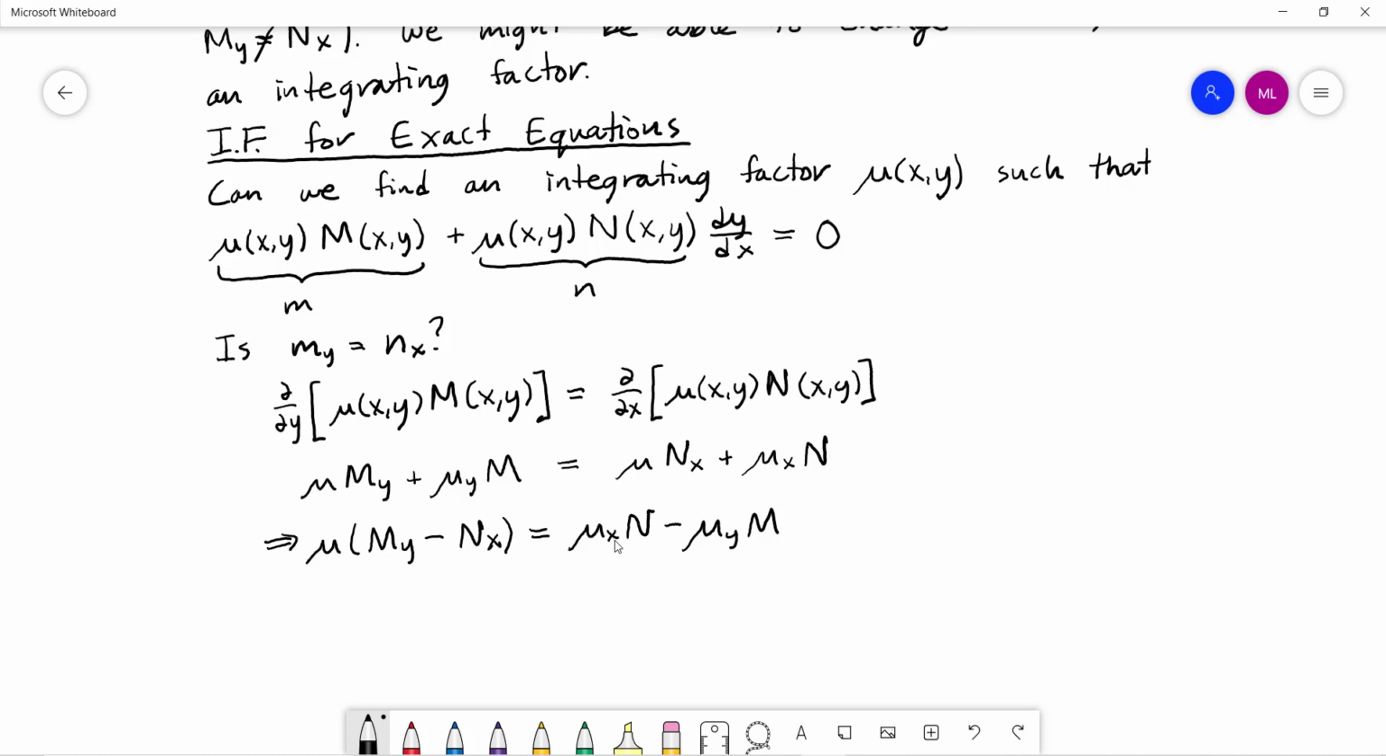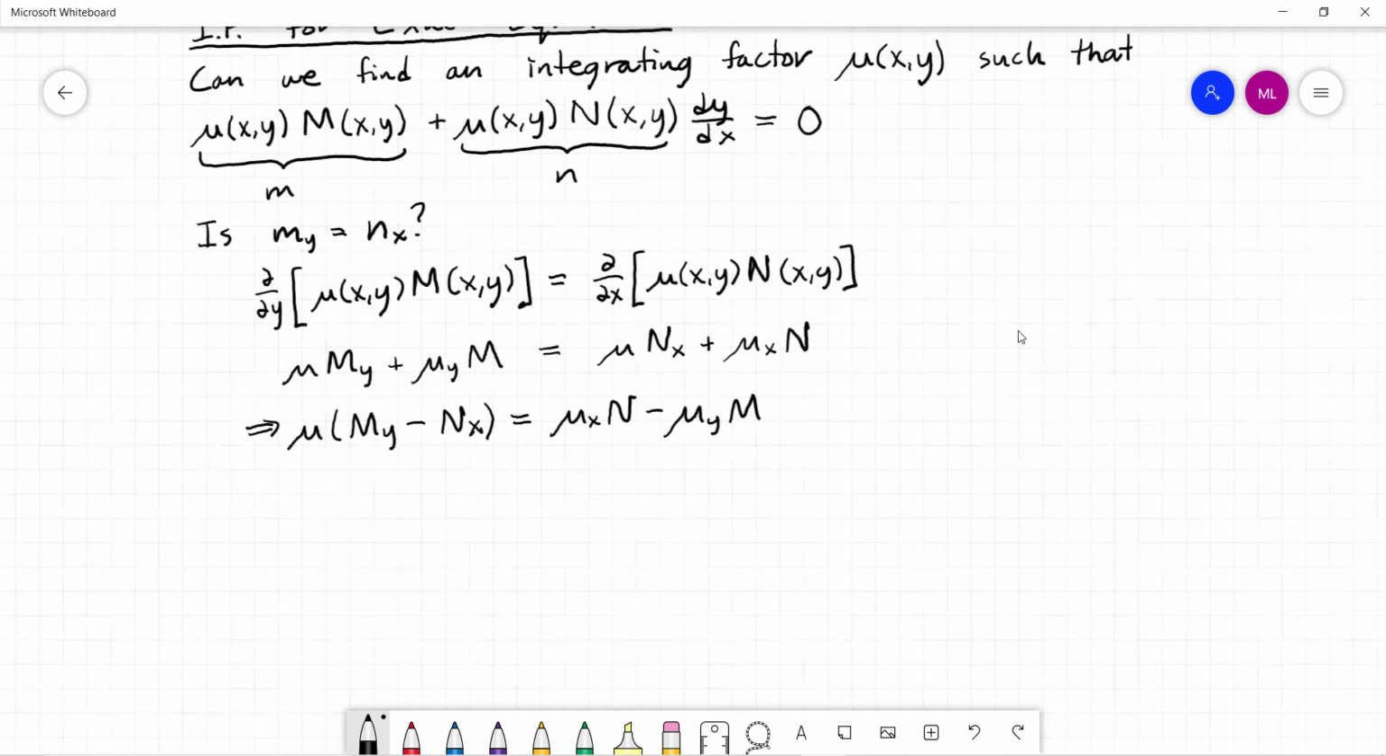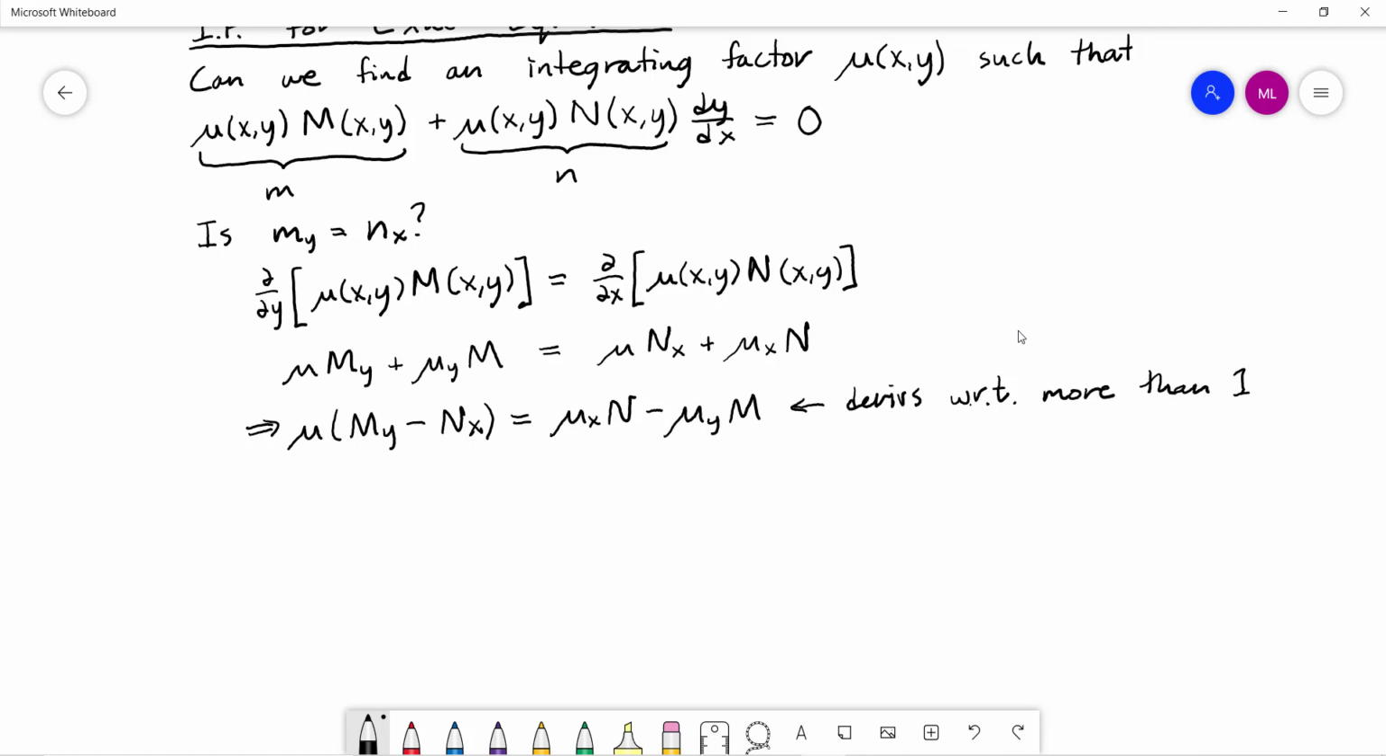The fact that I have both an x derivative of mu and a y derivative of mu, meaning that basically mu depends on two independent variables, both x and y, tells me that this equation is a partial differential equation, not an ordinary differential equation. So all that means is we have derivatives with respect to more than one independent variable, right? Derivatives with respect to more than one independent variable.